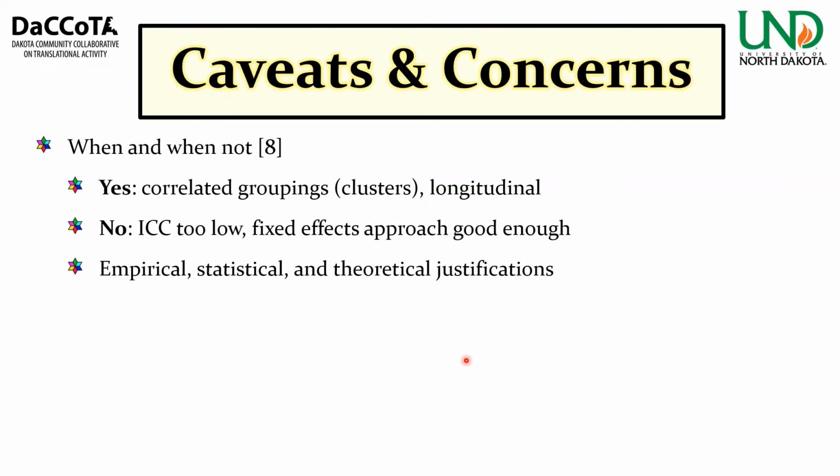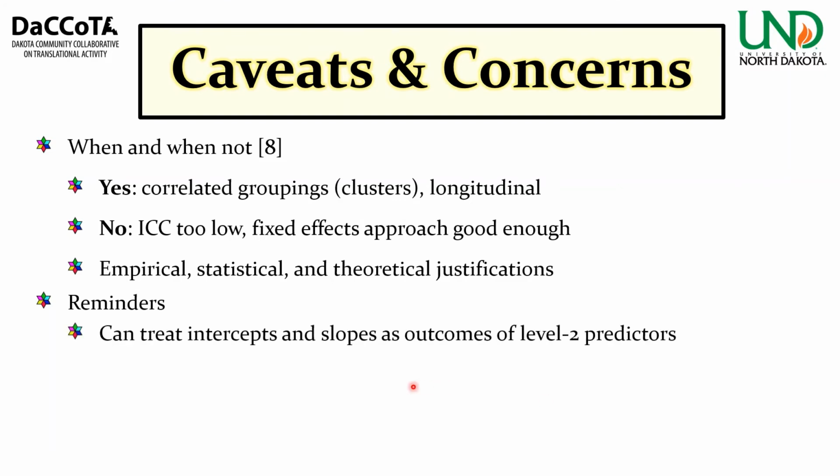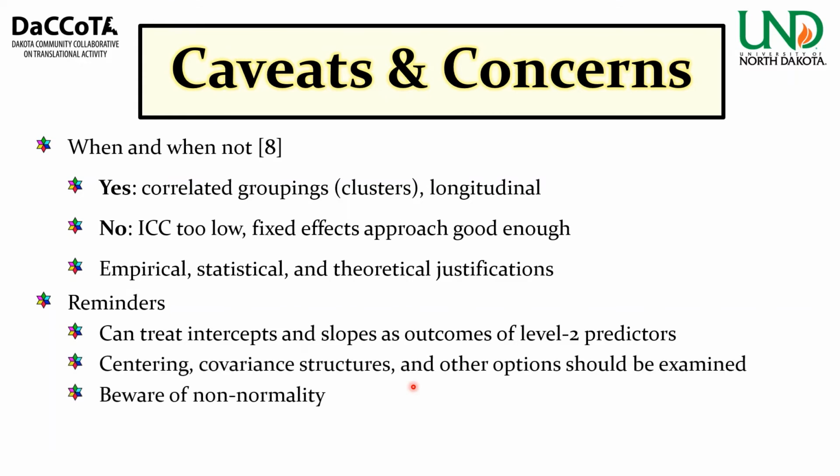So now some more reminders here. If non-normal data rears its head, you want to deploy a generalized linear model. Also, you can treat intercepts and slopes as outcomes of level 2 predictors. And besides histograms, checking for ceiling and floor effects and QQ plots can detect non-normality.